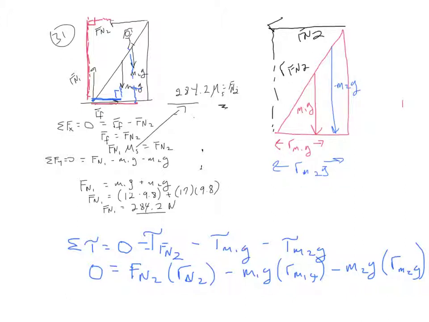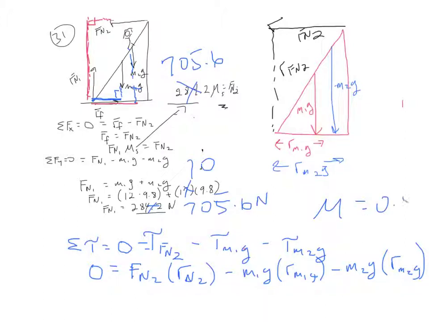Notice one little problem here. Instead of 17 here, this should be 70. The painter was 70 kilograms, so instead of 284.2, that makes it 705.6 newtons. So this is 705.6 mu equals Fn2. Just make sure you make that correction. And if you fill all that out correctly, you should get an answer of mu equals 0.57.